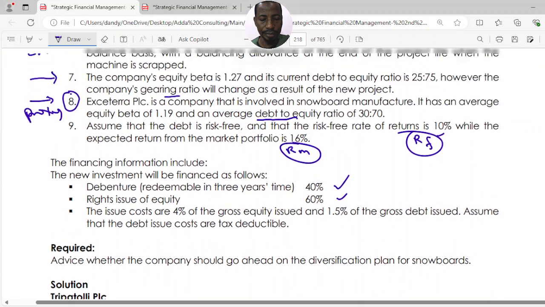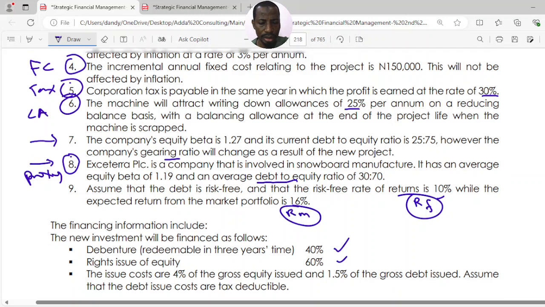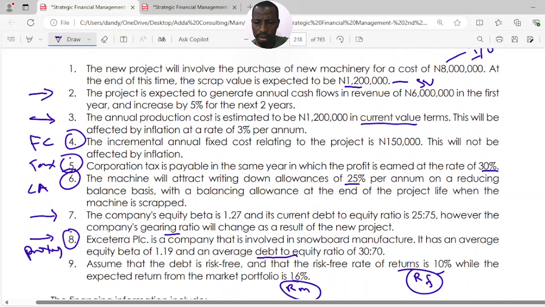Now, we are told that, assume that the net risk-free rate and that the risk-free rate of return is 10%. So risk-free rate of return is 10%. Cost of borrowing in this question, let's see if we are given cost of borrowing. There's nothing like interest here.